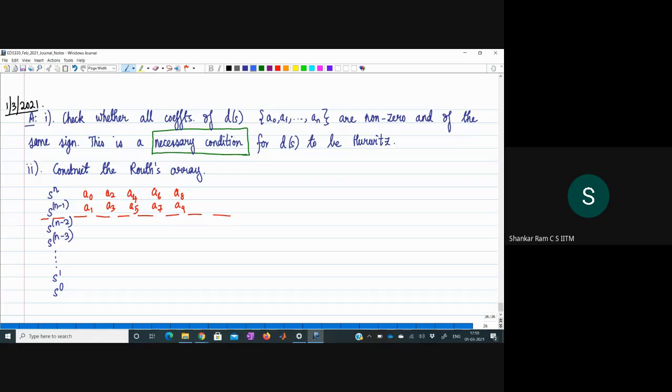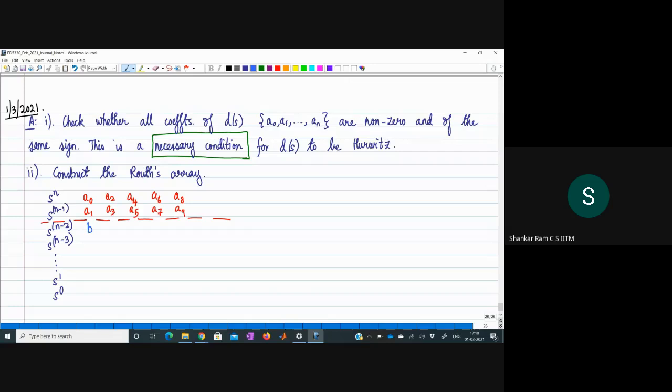Then we go to the third row and fill it with the coefficients B1, B2, B3, and so on. How do we do this? To calculate B1, we look at the previous two rows, multiply A1 and A2, subtract the product of A0 and A3, and divide by A1. So B1 is A1 A2 minus A0 A3, divided by A1.